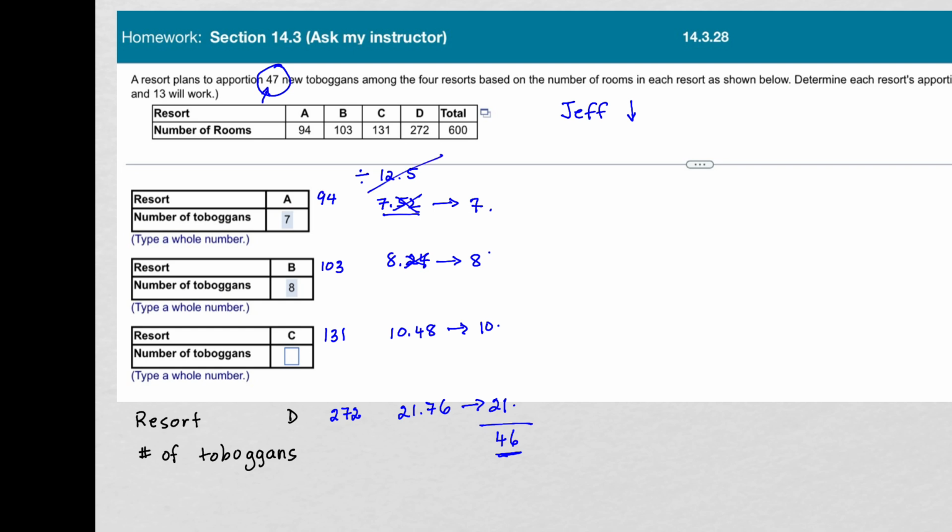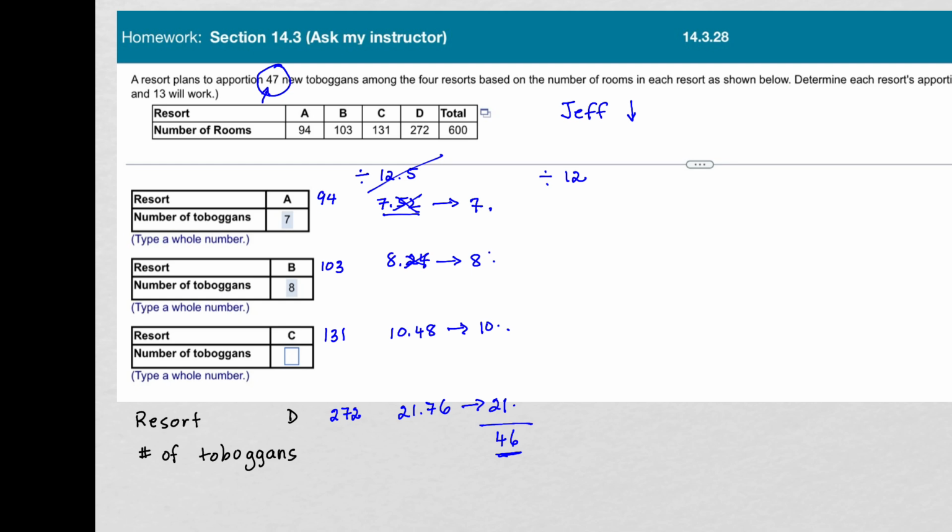So 12.5 doesn't work. Because we need to have more toboggans, we need these numbers to be larger. We actually need one of them to be 1 larger. So what I'm going to do is divide by a smaller number, because dividing by a smaller number is going to make the result larger. So really, if you can't decide, am I supposed to go smaller or larger, just try both and see which one works. So I am going to go with 12, and then if the numbers get too large, then we'll go somewhere in the middle of 12 and 12.5.